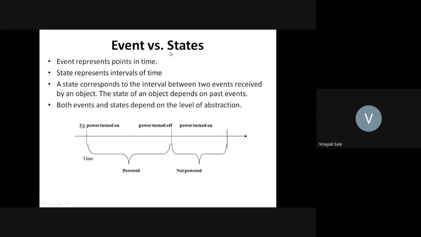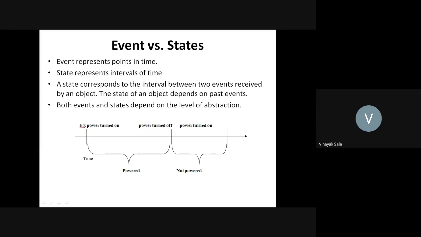Then event versus state. Events represent points in time, whereas a state represents an interval of time. So a state corresponds to the interval between two events received by an object. Here an example is given: powered on, powered off. These are the two events, and the interval between the two events is known as a state.